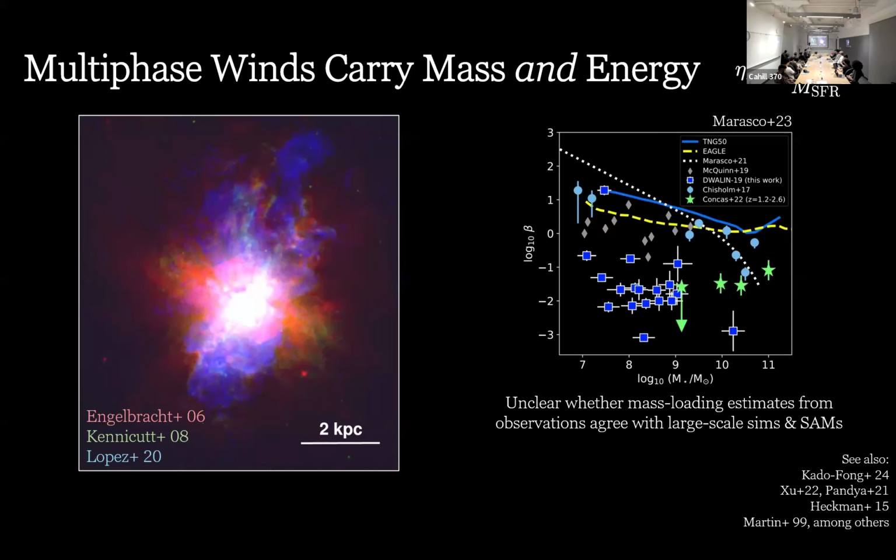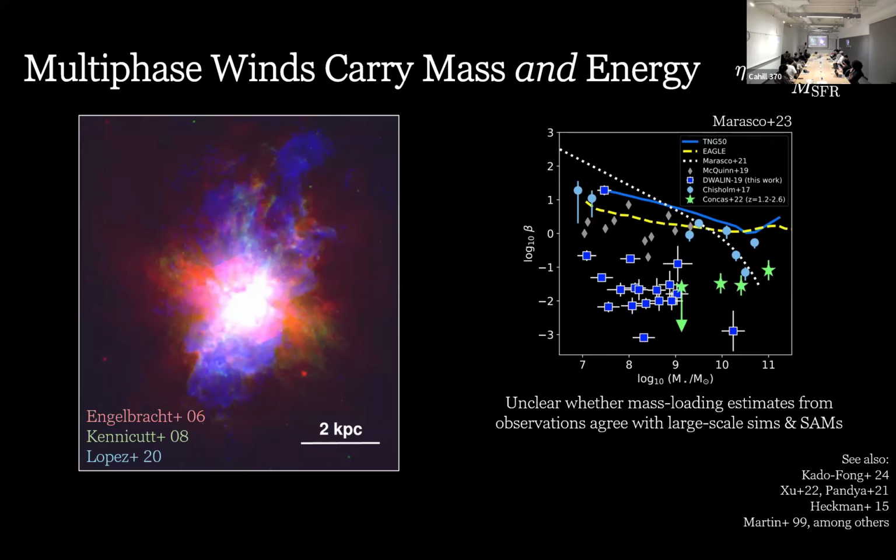So I want to point out two things from this figure. First, not only do large-scale simulations give different predictions for what the mass loading should be, for example, it's higher in TNG50 than what the EAGLE simulations predict, but also the observations themselves, even at similar stellar mass and probing very similar phases of the gas, give radically different estimates for what the mass loading is in these systems.